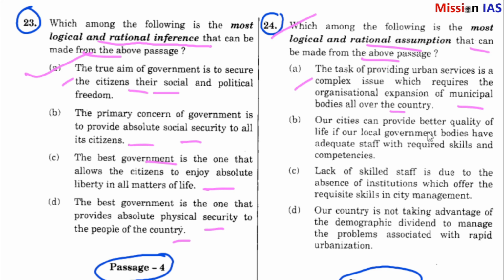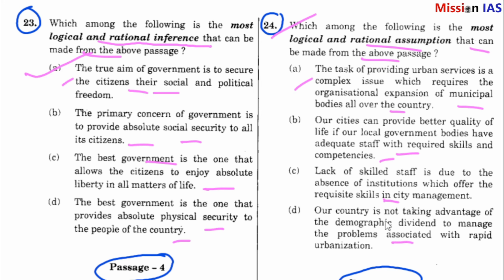Our cities can provide better quality of life if our local government bodies have adequate staff with required skills and competencies. Lack of skilled staff is due to the absence of institutions which offer the requisite skills in city management. Our country is not taking advantage of the demographic dividend to manage the problems associated with rapid urbanization.